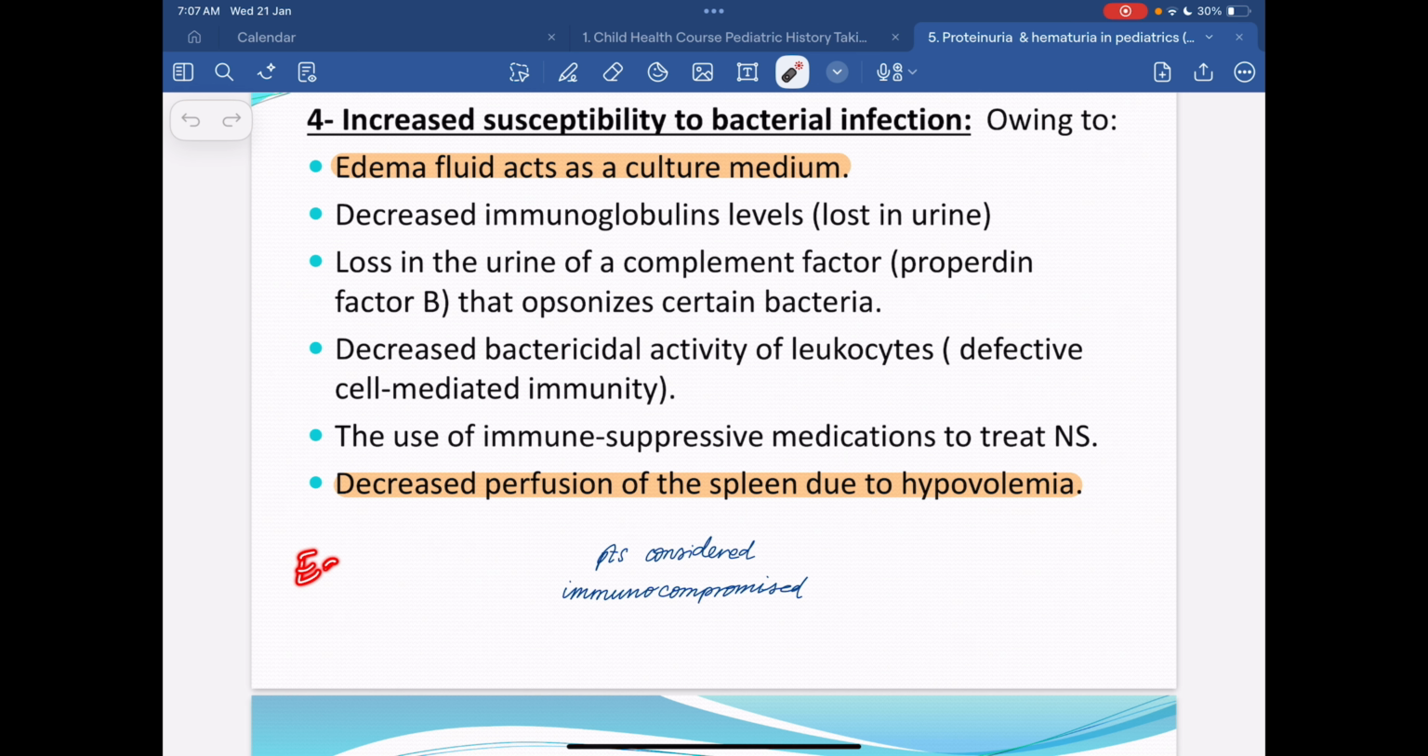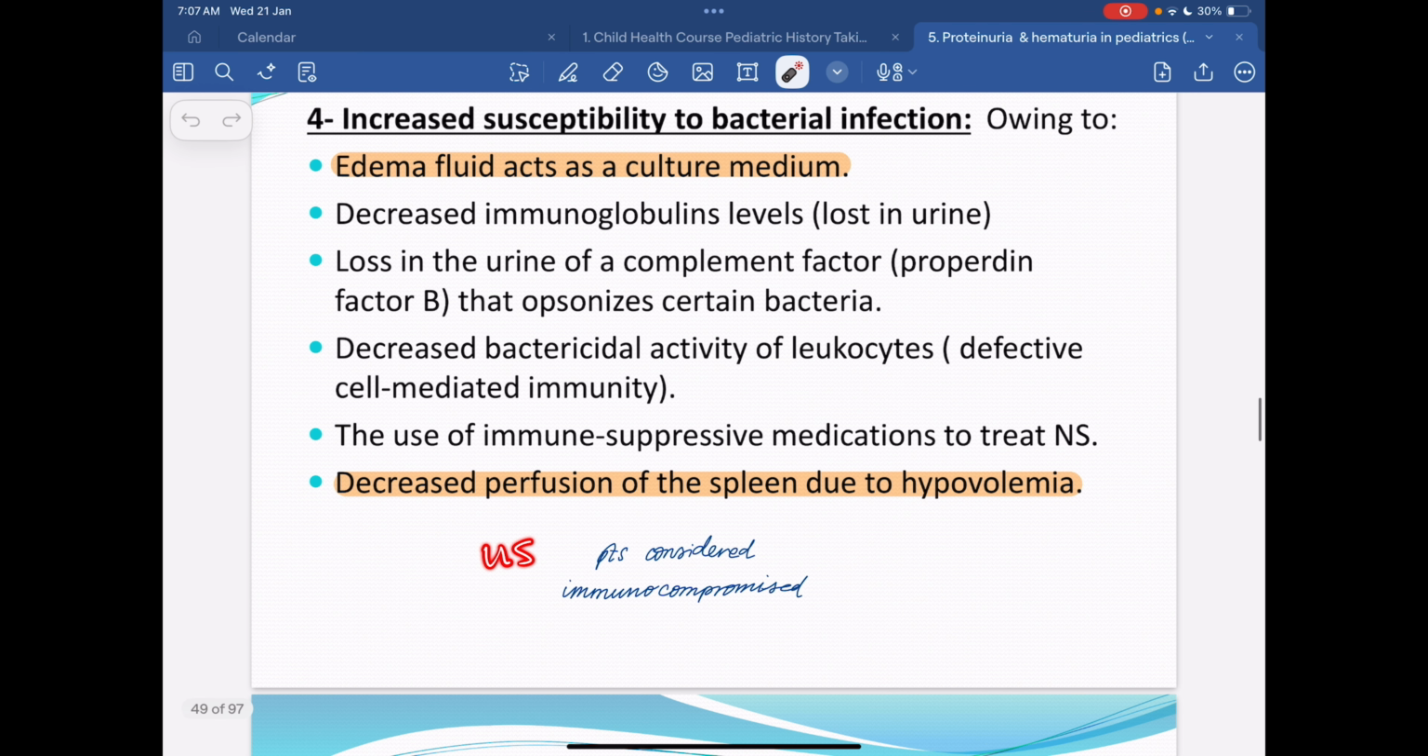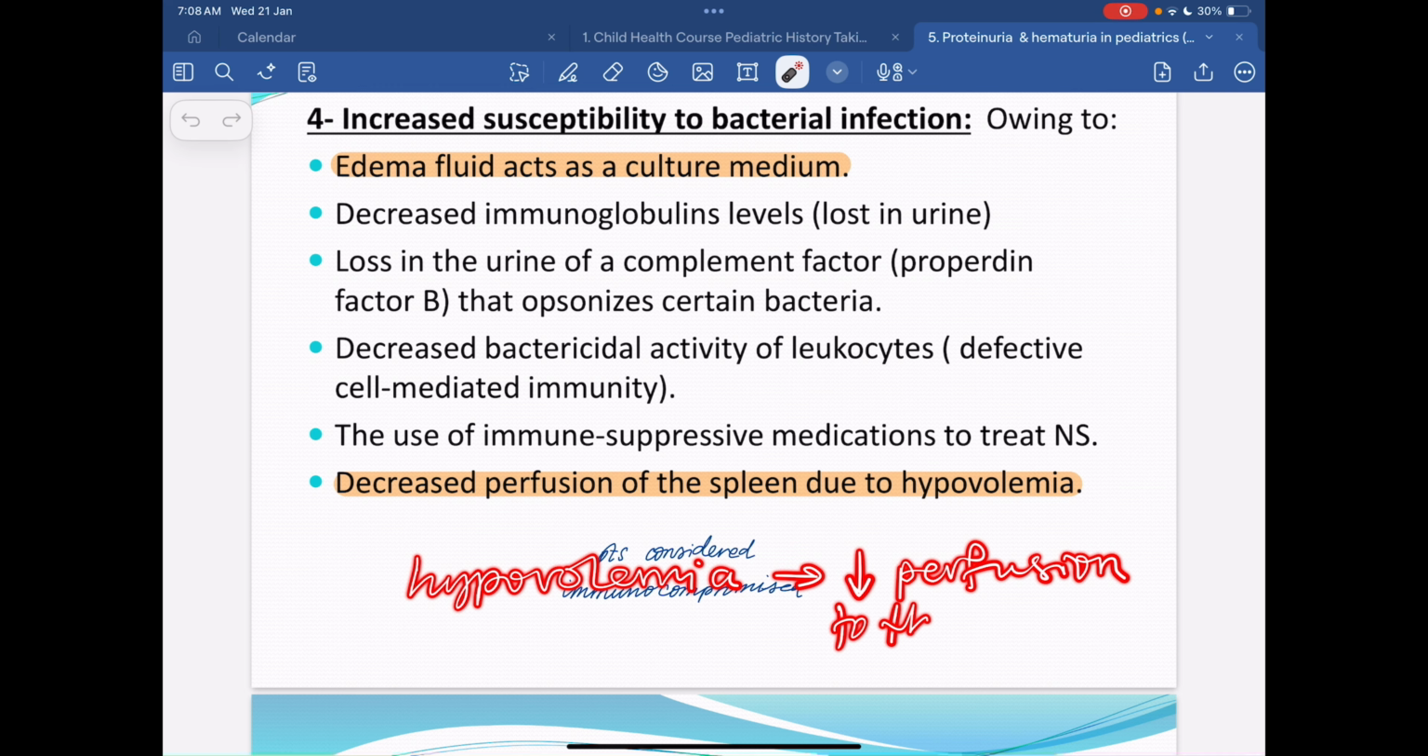What are the reasons? The edema itself is a culture medium. We have decreased immune proteins, which cause disrupted cell-mediated immunity. We have the use of corticosteroids. And lastly, hypovolemia, which causes decreased perfusion to the spleen.